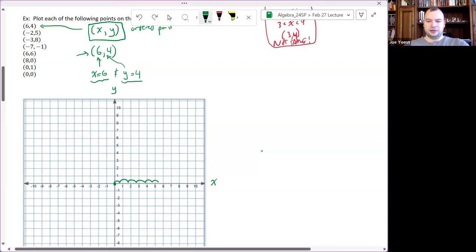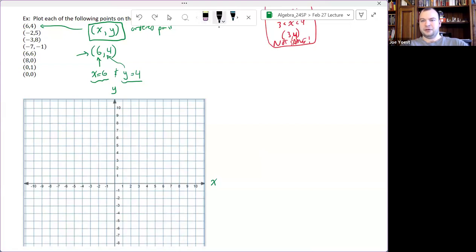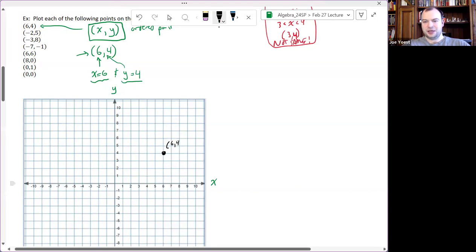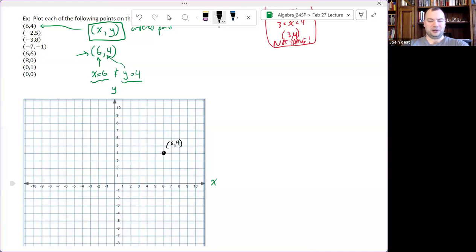And if I erase these so that I don't have extraneous points on here, we see if we go to the location x equals 6, y equals 4, I would put a point there, and I might label it as (6, 4). And OneNote just hates letting me draw 4s. There we go. (6, 4) on my graph.